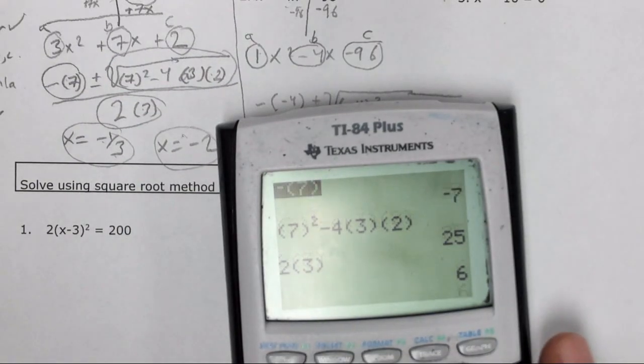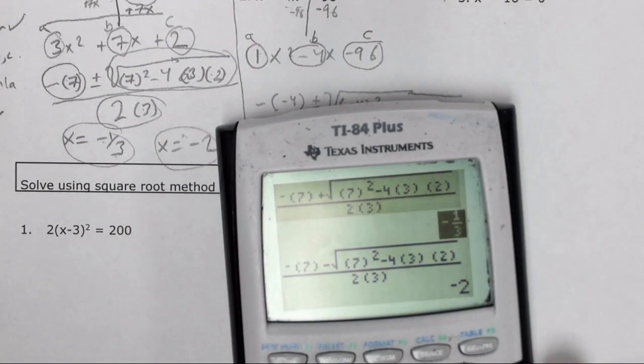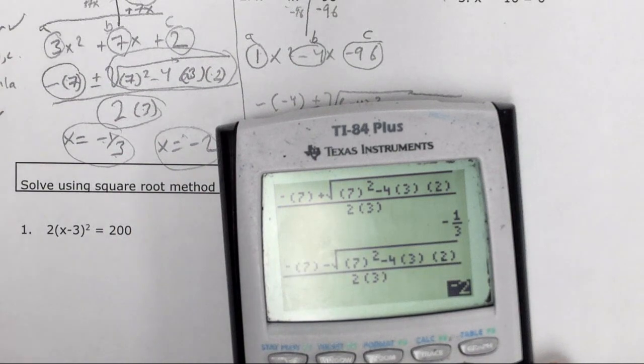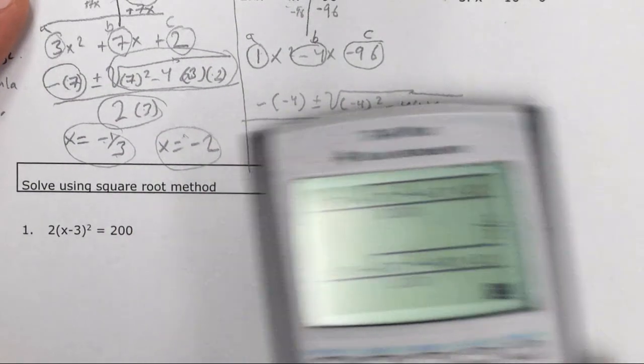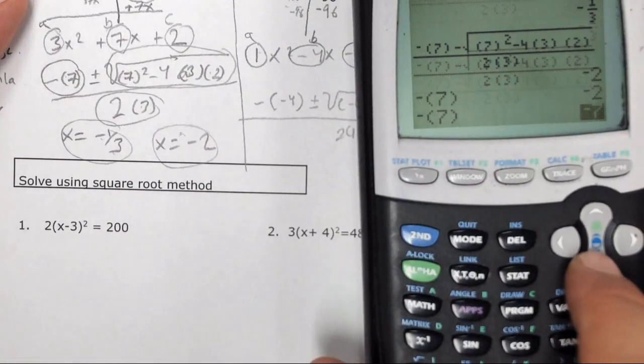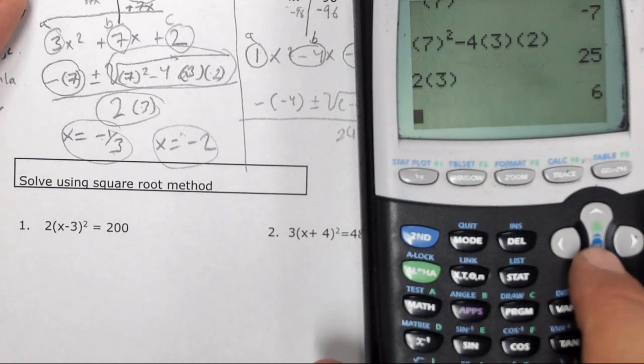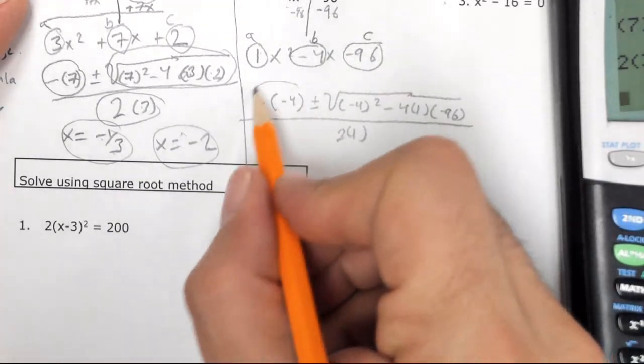Now again, I could plug it straight into the calculator like this and get an answer. Okay? Totally workable, a lot easier. But on the test, they want it as a fraction, so we're going to handle it one part at a time. We handle this part first.